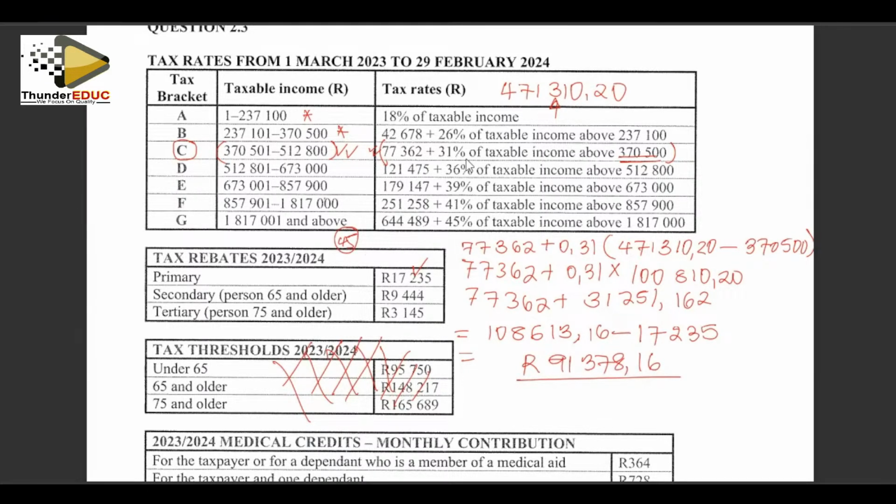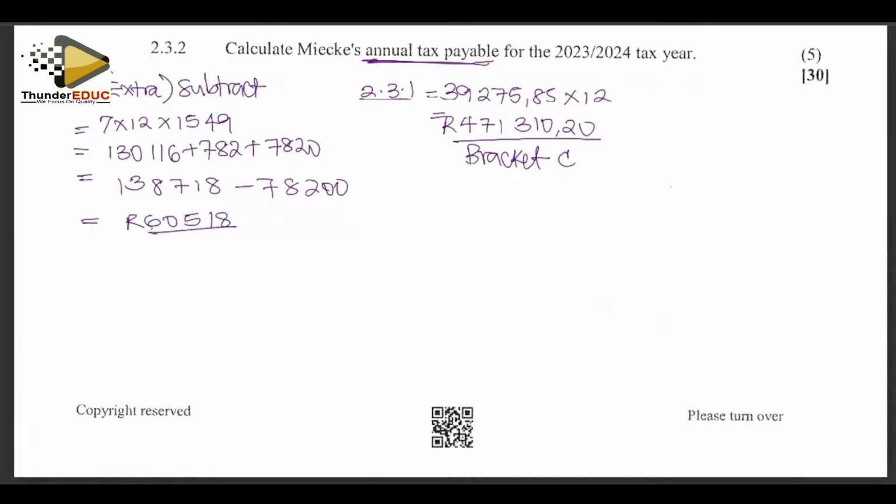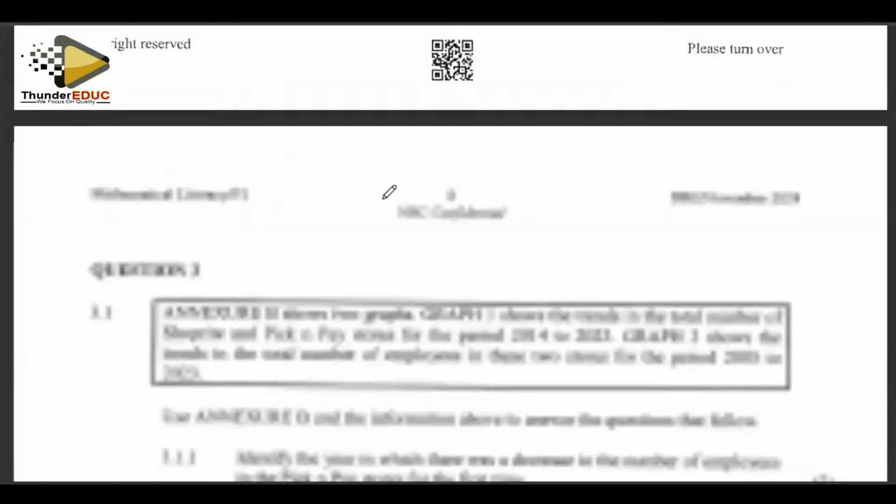Calculate annual tax payable. That's how we calculate the annual tax payable. But they ask for monthly. This is when you divide by 12. Okay, let's continue to the other question. That marks the end of question number 2. Question number 3 carries data handling. All right, let's look at question number 3.